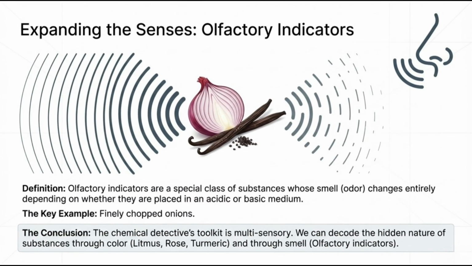Finally, let's use our sense of smell. Some substances, called olfactory indicators, change their odor in different environments. For example, the characteristic smell of an onion is destroyed when it is mixed with a basic solution like baking soda. It's a completely different way to sniff out the truth in chemistry.